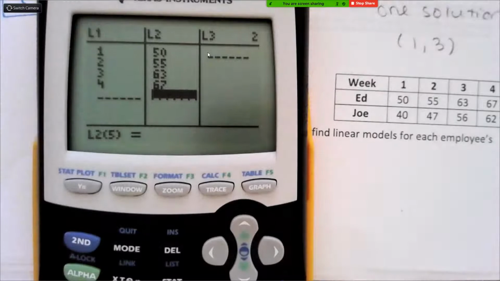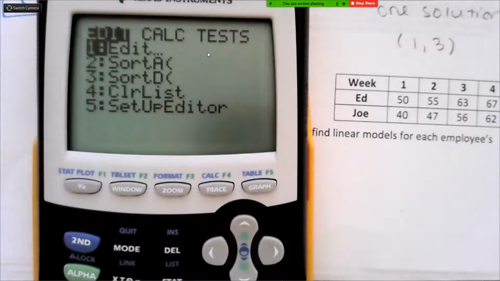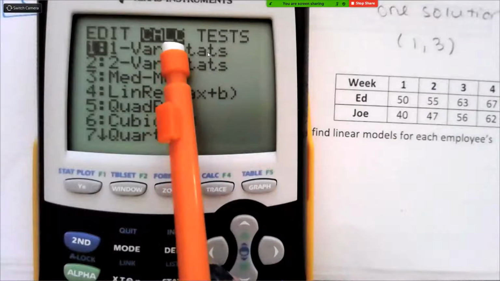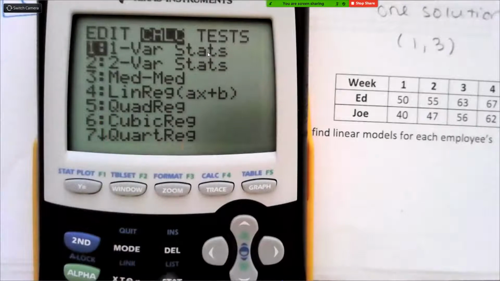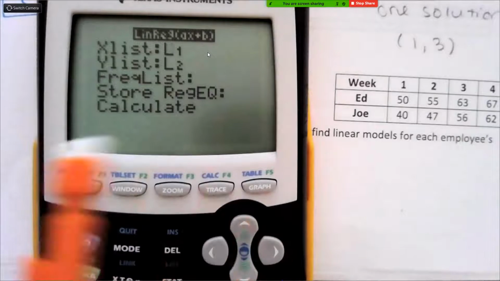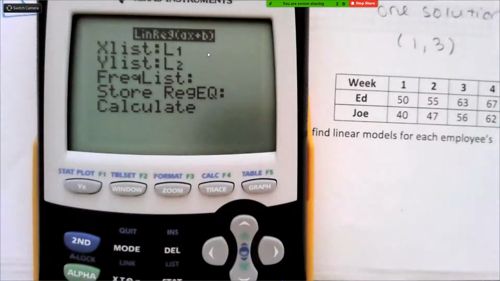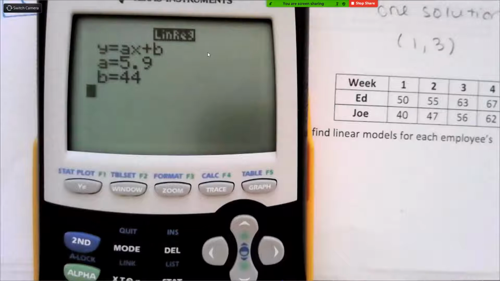And then we're going to hit the word stat again. You're going to go to calculate and down to option number 4. Now yours is going to look a little different than mine. You're just going to hit enter. If you have the newer calculators, you have to go down and highlight calculate and hit enter. Yours should say done, but you're just going to hit enter.